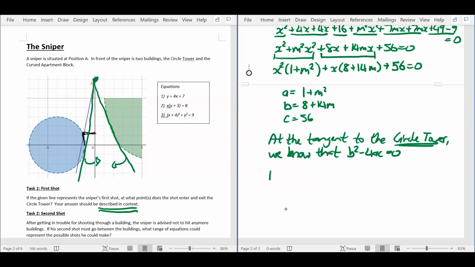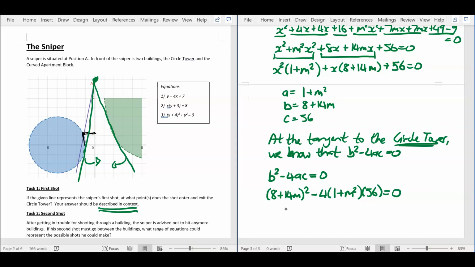So we're going to write down our equation now. So b squared minus 4ac will be equal to 0. We're going to substitute in our values from above, and the algebra will get a bit messy here. So we've got (8 plus 14m) squared, minus 4 (1 plus m squared), and then we've got 56 equals to 0.